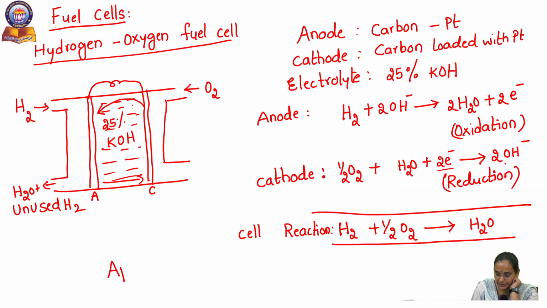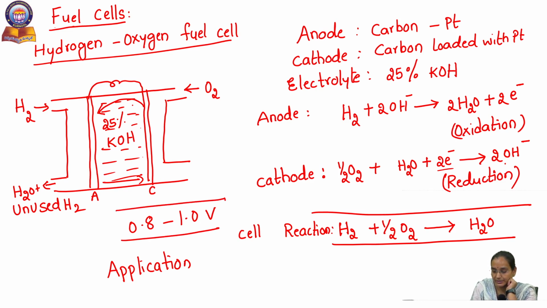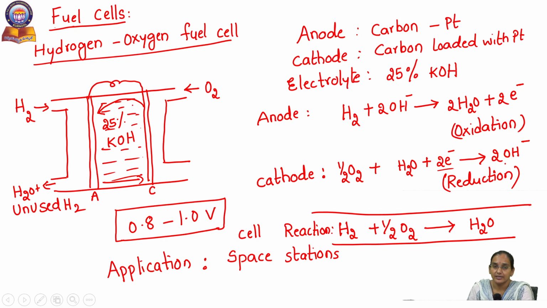Coming to the applications, the EMF from this cell is 0.8 to 1.0 volts. Coming to the applications, these cells are used in space stations. In space stations, we don't have any electricity power supply. So in those space stations, we are going to use this hydrogen oxygen fuel cell for power supply.